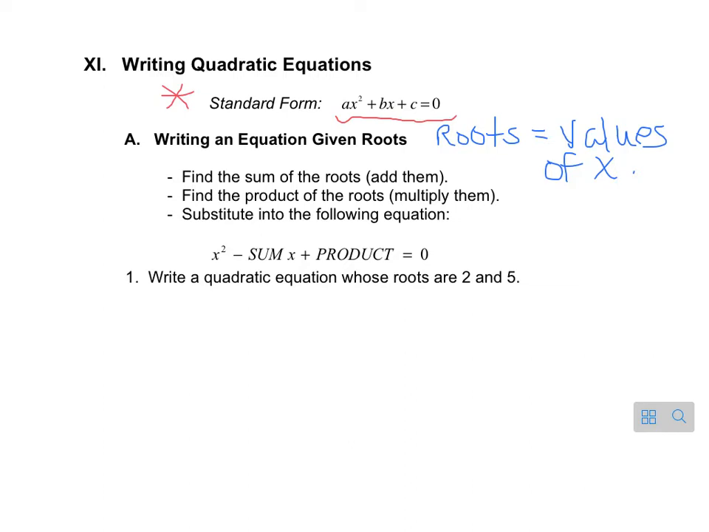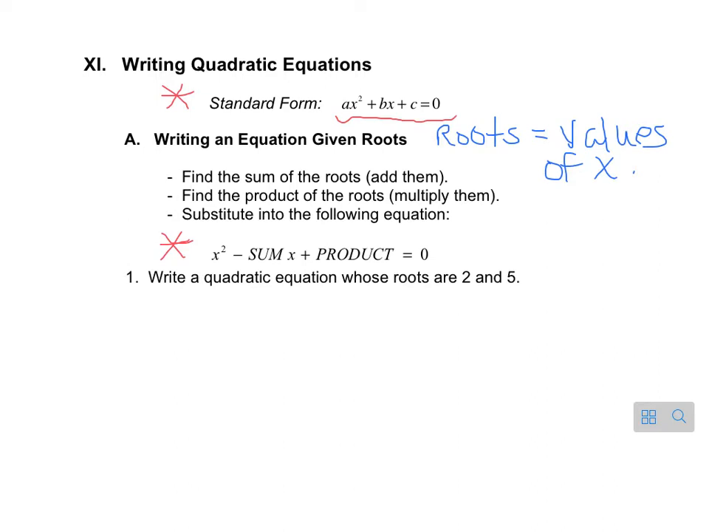Okay, so you can find the sum of the roots by adding them, the product of the roots by multiplying them, and then you substitute them into the following equation. This following equation is very important. It's something that you need to memorize, especially when they ask you to write the equation from the given roots.